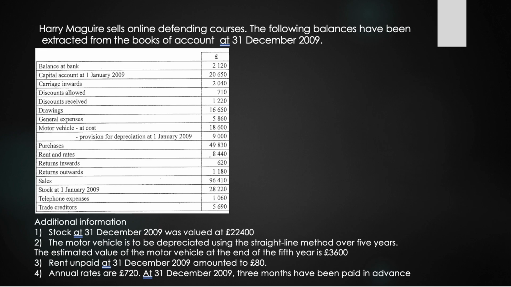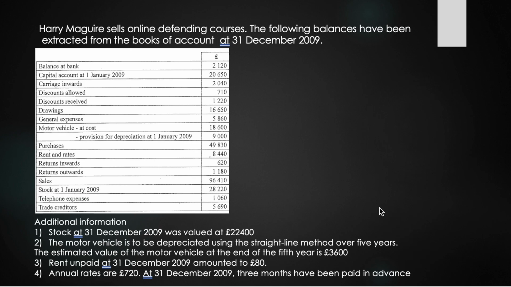Alright, so this is the first question. Harry Maguire sells online defending courses. The following balances have been extracted from the books of account at 31st December 2009. Alright, so we've been given the balances down below, and then below that it says additional information. These are the adjustments that we will be making.